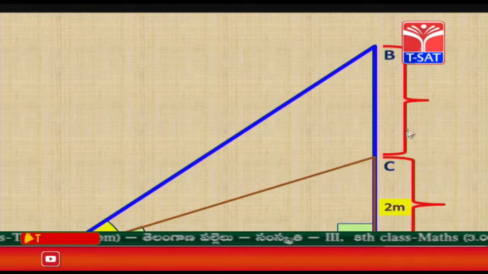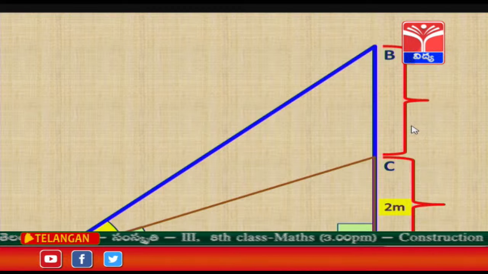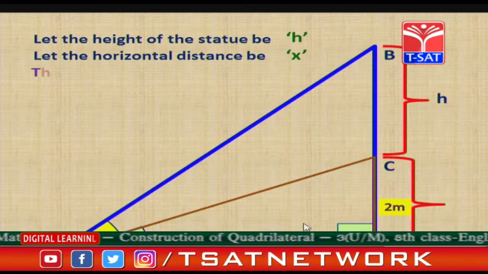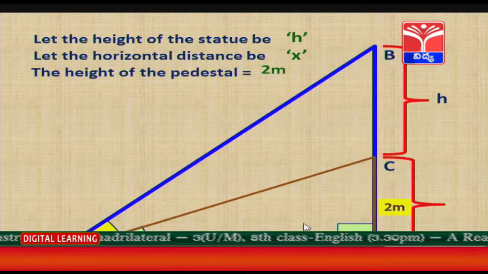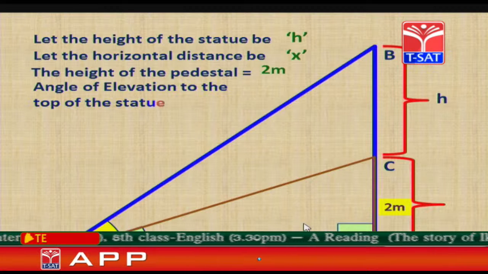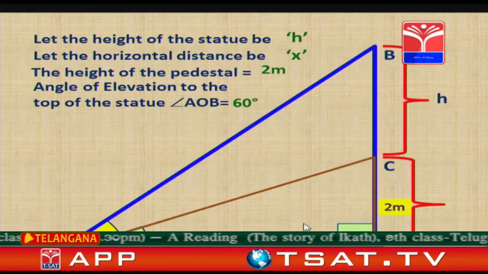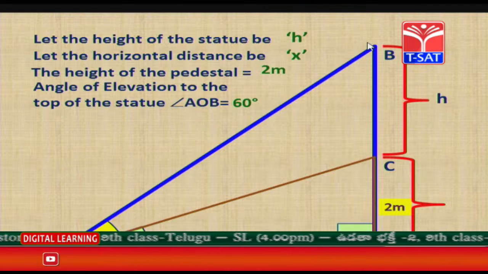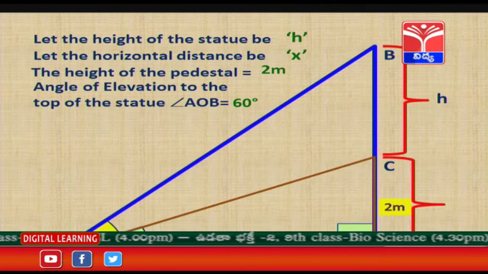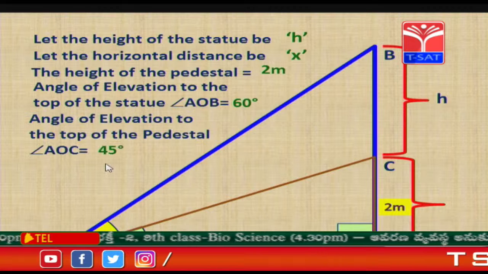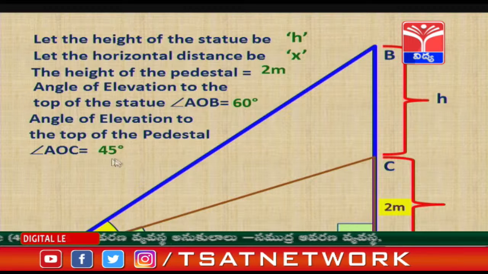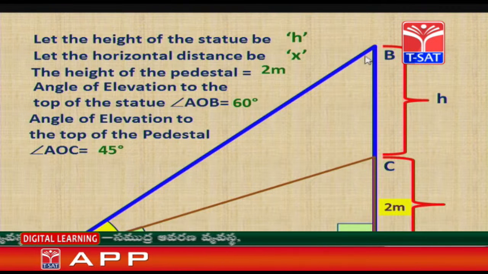So, here let me say the height of the statue is h, the horizontal distance x, and the height of the pedestal is 2 meters. The angle of elevation of the top of the statue, that is angle AOB, is 60 degrees. The angle of elevation of the top of the pedestal, angle AOC, is equal to 45 degrees. Now, we are going to use the 2 triangles.